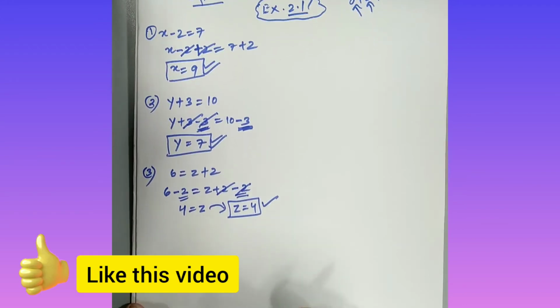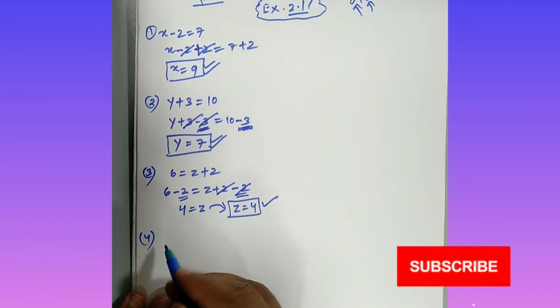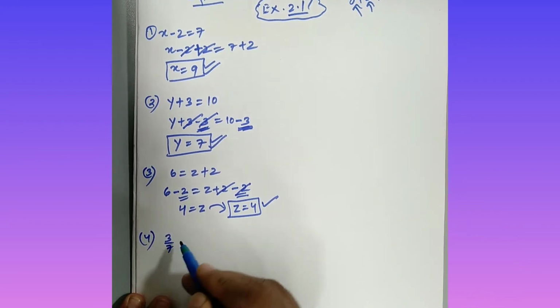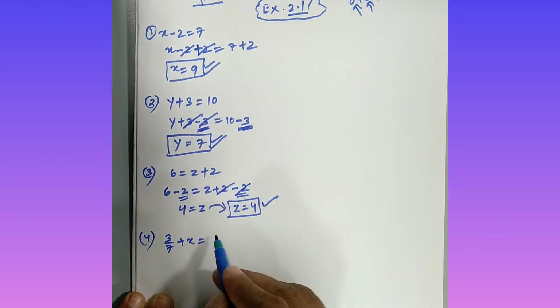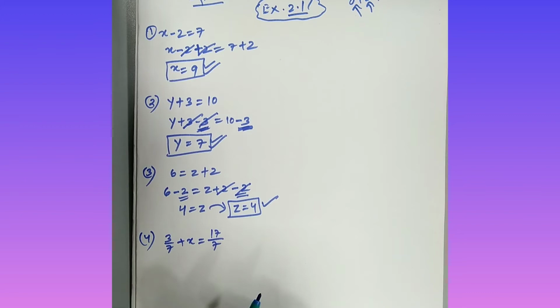Now move on to question number 4. Very easy. Look at here, question number 4. So there is 3 by 7 plus x is equal to 17 by 7. You have to arrange the LHS, that is left hand side, with x value only. And the RHS you have to find out. How can you find out?